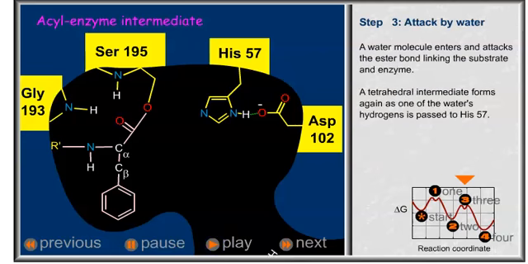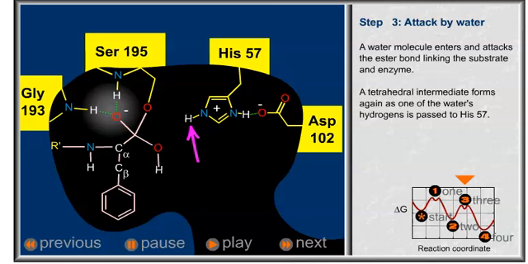Next, the ester bond of the acyl enzyme must be broken. This is accomplished by another nucleophilic attack on the carbonyl group, this time by a water that is diffused into the active site. The water transfers one hydrogen to the histidine while forming a covalent bond to the carbonyl carbon. The result is another tetrahedral intermediate stabilized by the amide groups in the oxyanion hole.